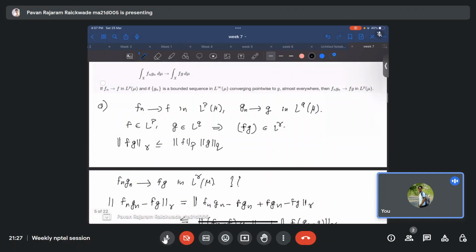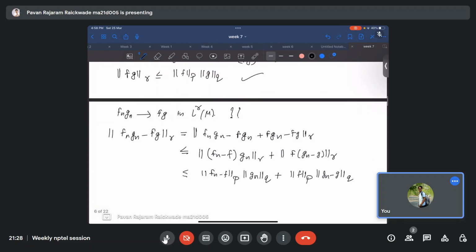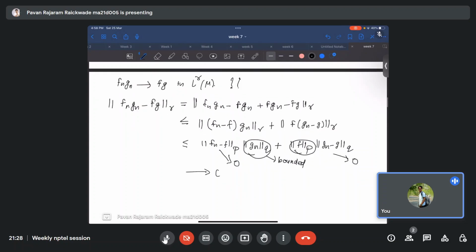We have Fn goes to F, Gn goes to G, right? Now this is less than or equal to the norm of Fn minus F, P norm, times the norm of Gn, Q norm, by this inequality, plus the norm of F, P norm, times the norm of Gn minus G, Q norm. Since Gn is a convergent sequence, it converges to G, which implies this norm is bounded. And Fn goes to F, so this goes to 0. This is a single element, so no issues, and this goes to 0. So the whole quantity goes to 0, so we are done. Which implies FnGn converges to FG in LR. Good.